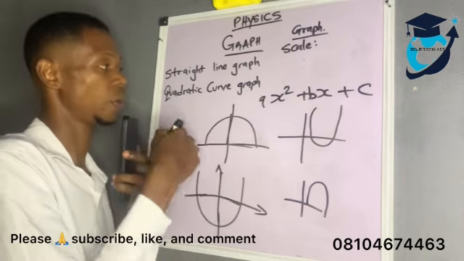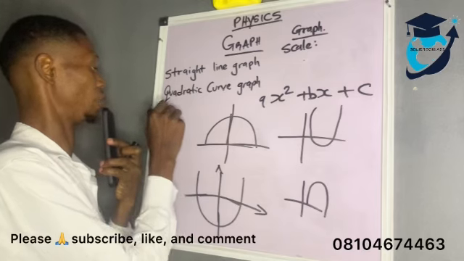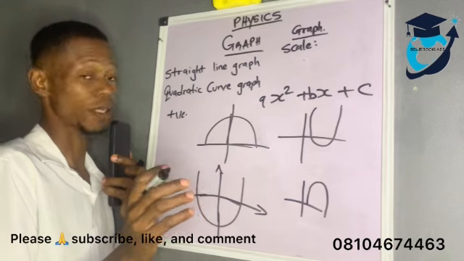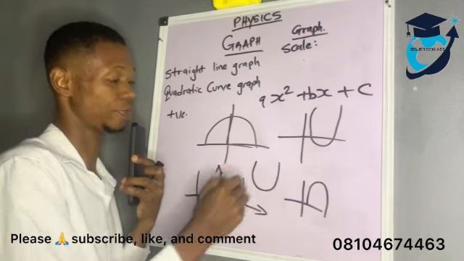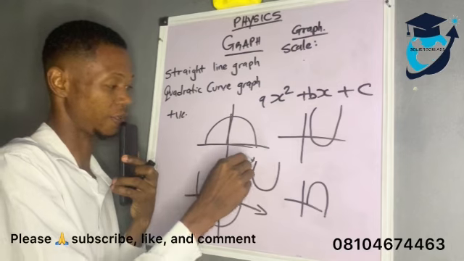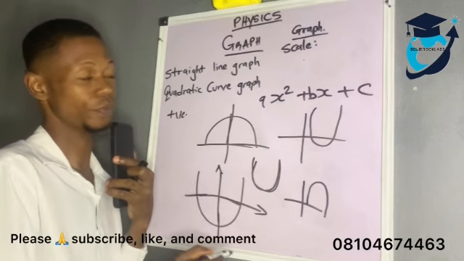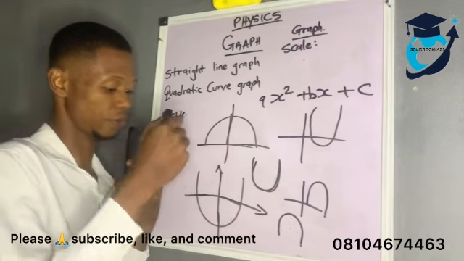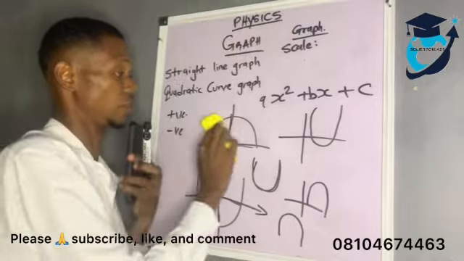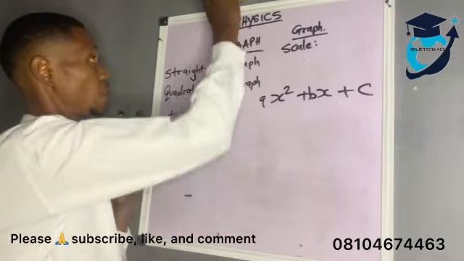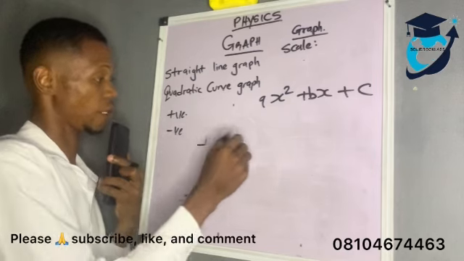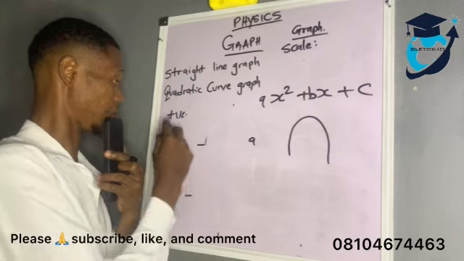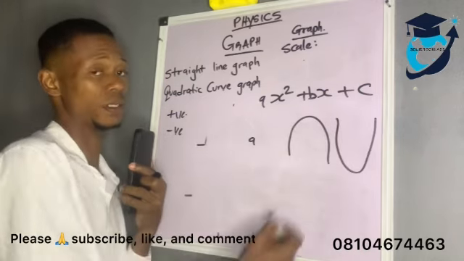Now, how we go use know? If a na positive number, that means the graph go face up. The curve go go up. If a na negative number, the curve go come down. Make I clean these things make you no confuse am. So if a na negative number, the graph go come down. If a na positive, the graph go go up like this.